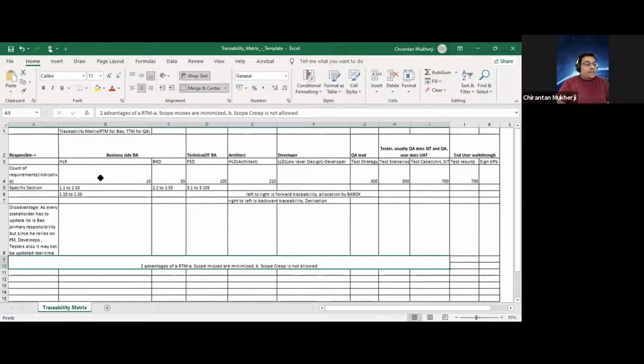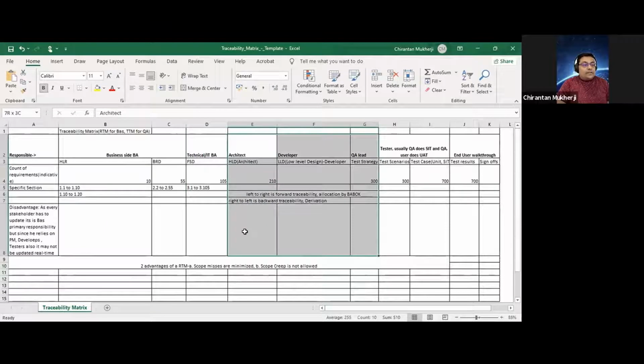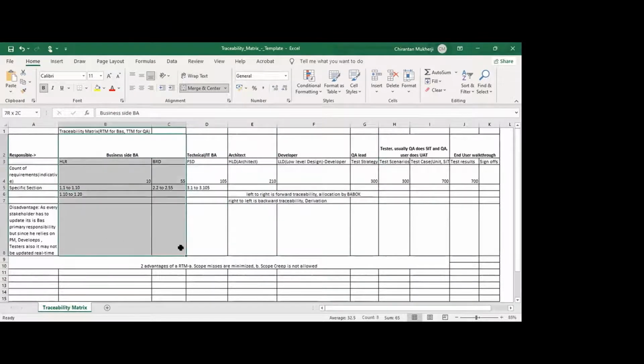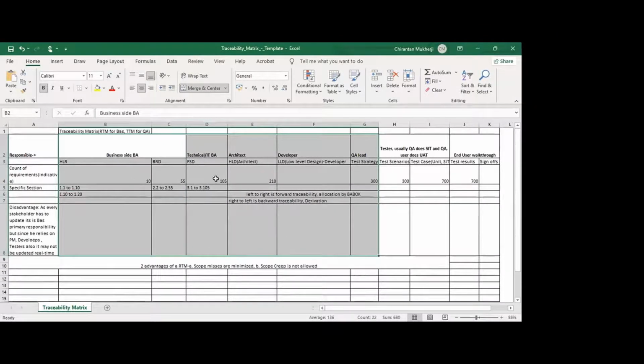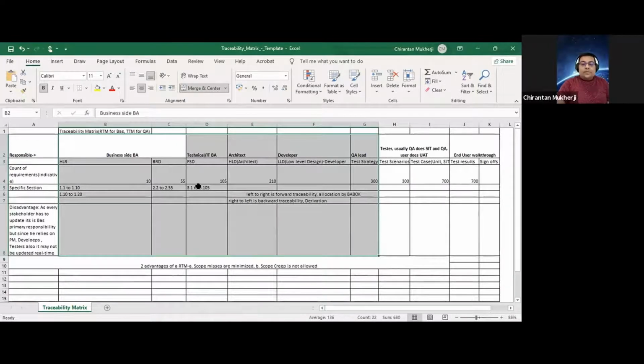Now see, this part is owned by the business side BA, right? This part is owned by the IT side business analyst. This part is owned by the architect and the developer, right? So everyone owns the requirements traceability matrix, but because it starts with the business side BA, the BAs have the primary responsibility for the RTM. As long as you're able to say this, I think the employer should be happy with your answer.